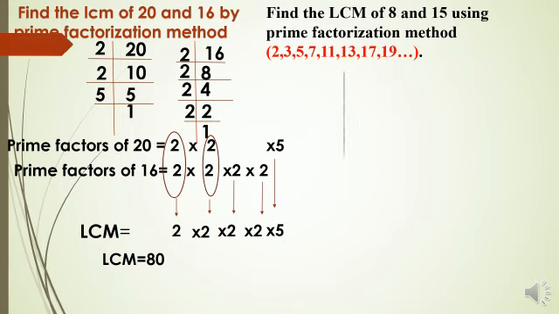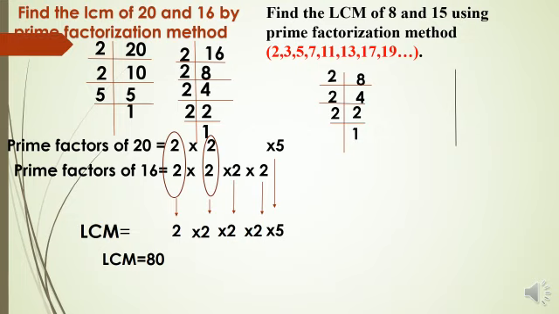Let us prime factorize 8. 8 divided by 2 is equal to 4. 4 divided by 2 is equal to 2. 2 divided by 2 is equal to 1.